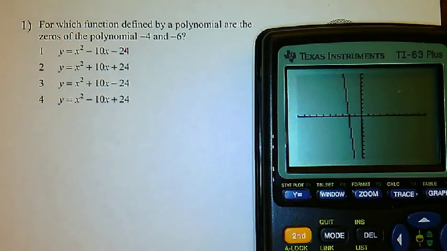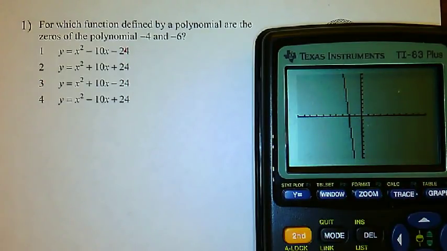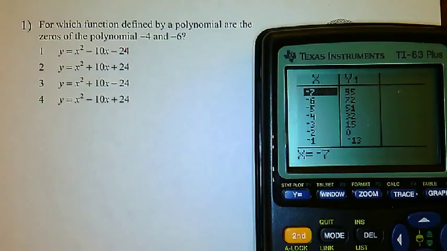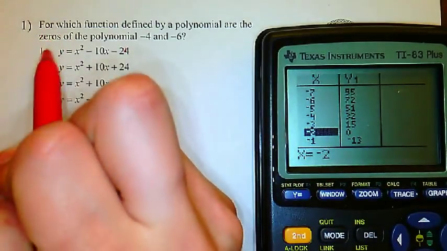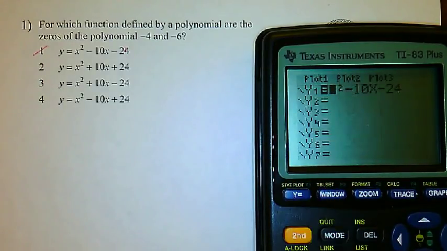and remember, I want to see where they cross the x-axis. I see that this doesn't cross 2 times on the negative side. You can look further to see. So this is -2 already. It's not a -4. So I'm going to cross that one off. Okay. So go ahead and keep going down the list.